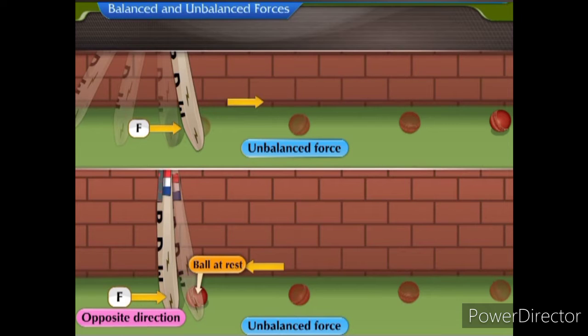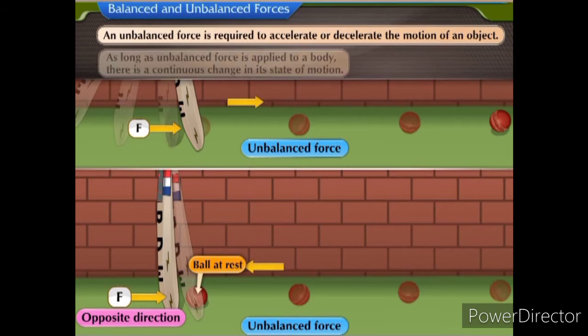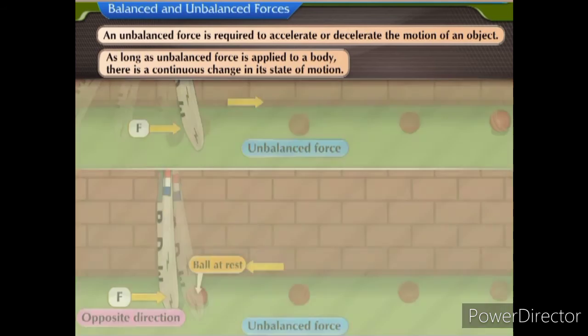Thus, we can say that an unbalanced force is required to accelerate or decelerate the motion of an object. So, as long as an unbalanced force is applied to a body, there is a continuous change in its state of motion.